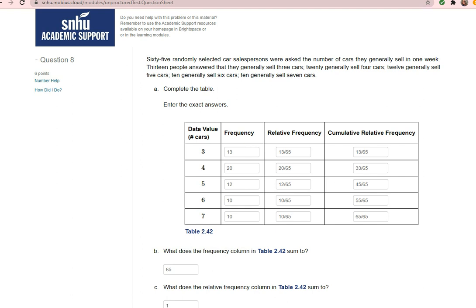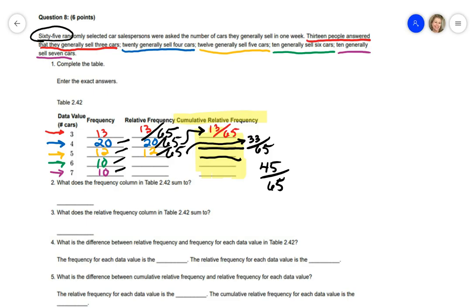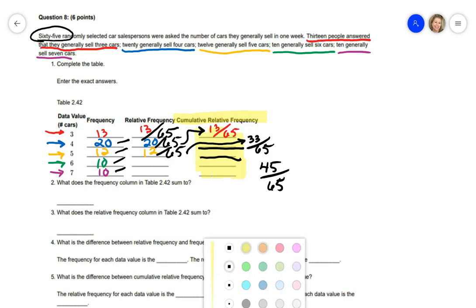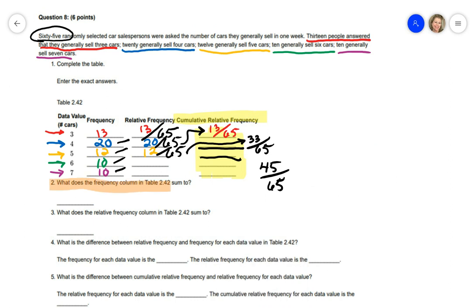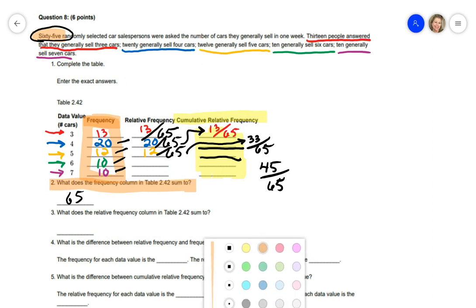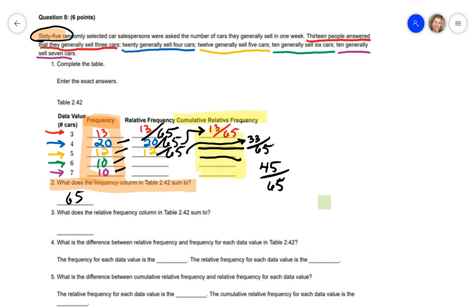And then it says next, what does the frequency column sum up to? Here's my frequency column. So when I add all these up, that's just going to add up to the 65 people. And then it wants to know, what does the relative frequency column sum up to? Relative frequency column is this one, but if you added all those up, you would also get 65 out of 65, also known as one whole.